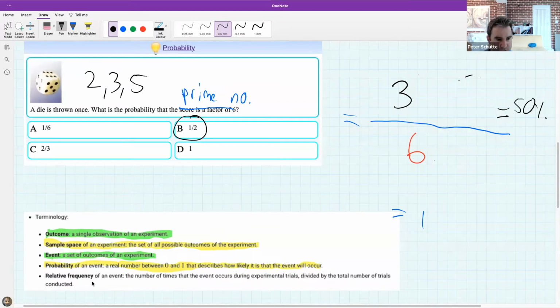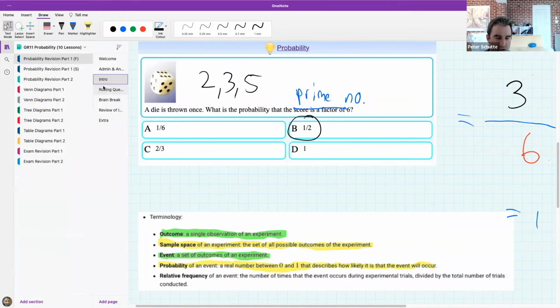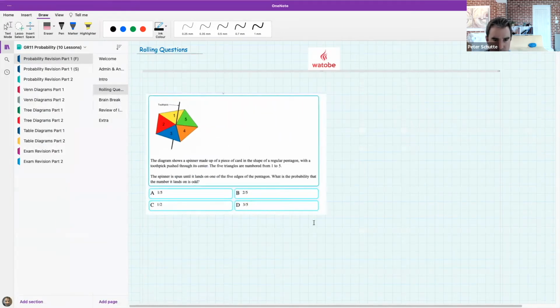And then relative frequency is just what we call experimental probability. So if you had to throw the dice several times and you would see how many times something came up, that would be the relative frequency calculation. But what I think we need is more examples to really get us going. So let's go straight to example number 2.